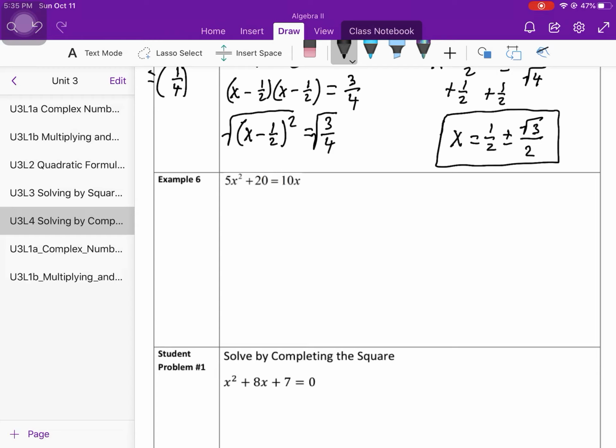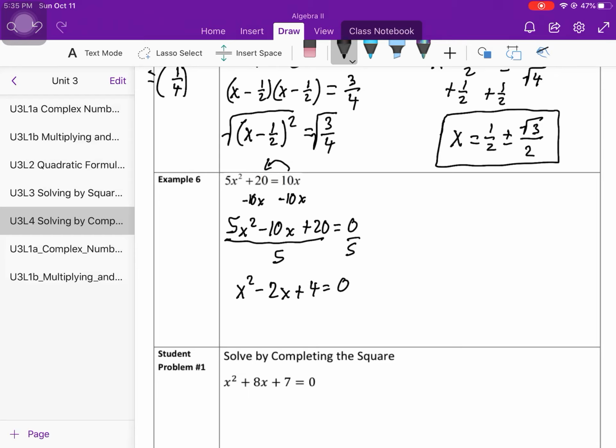Now the last one, this one's a little bit trickier because one, our a value is not 1, and not everything's on the same side. So let's move that 10x to the other side by subtracting 10x. So now we have 5x squared minus 10x plus 20 equals 0. Let's divide everything by 5. We get x squared minus 2x plus 4 equals 0. We got to subtract 4 from both sides.